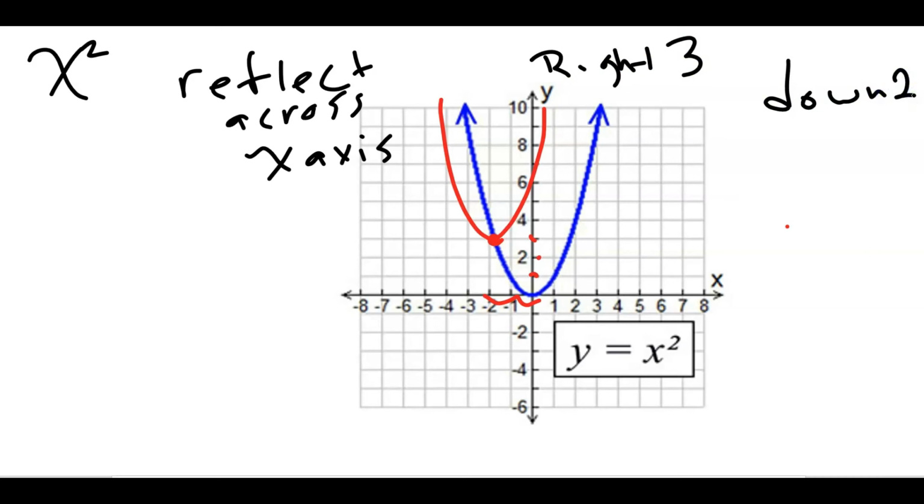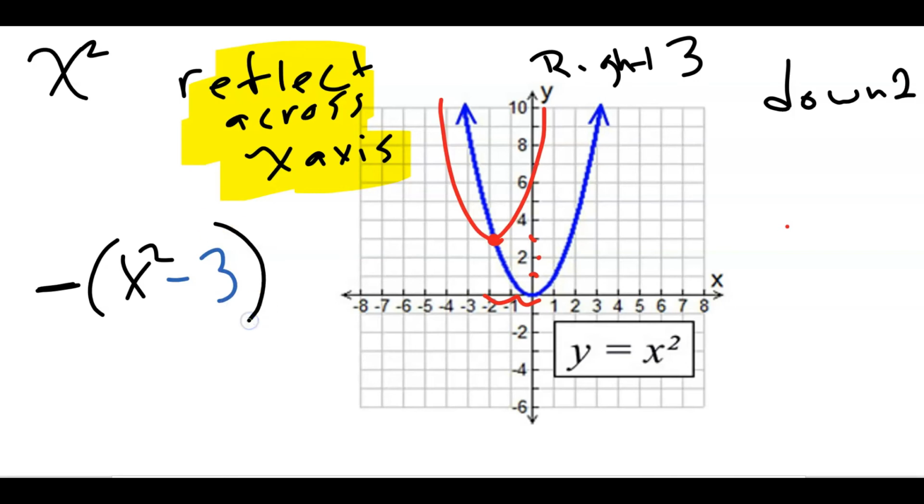Okay, if that's the transformation I want to make, to reflect it across the x-axis just means to take x squared and make it -x squared. And to move it to the right 3 spaces, that's going to look like this. It looks like a -3. This is what's going to move me to the right.